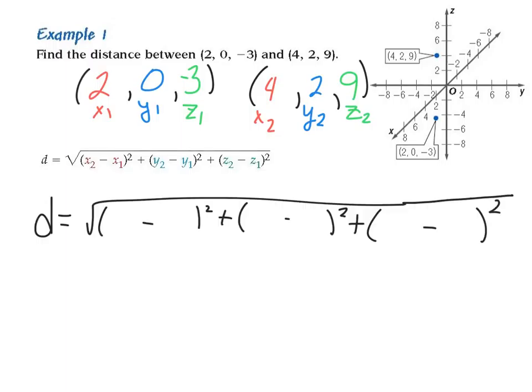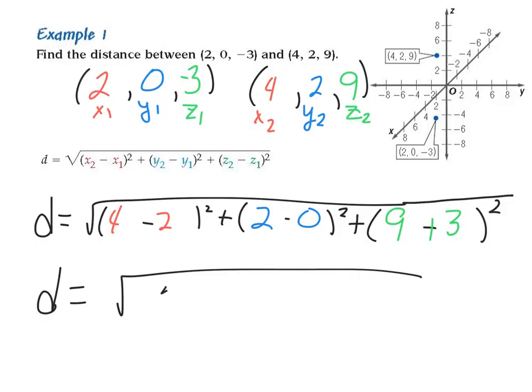So we're going to plug into the formula and do the difference in the x's squared plus the difference in the y's squared plus the difference in the z's, and minus negative 3, I'm going to change that to plus 3, squared. And it really wouldn't matter what order you did them in because we're squaring anyway, the negatives would go away. And 4 minus 2 is 2 squared, 2 minus 0 is 2 squared, 9 plus 3 is 12 squared.